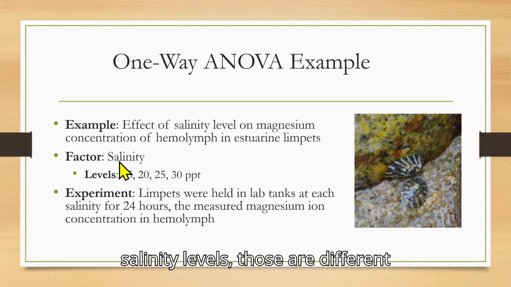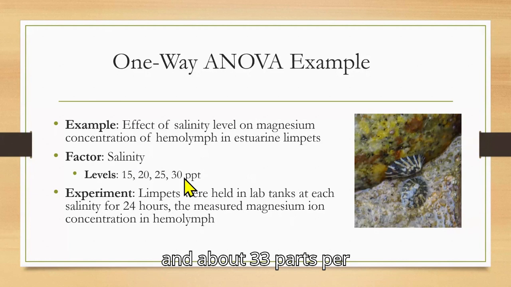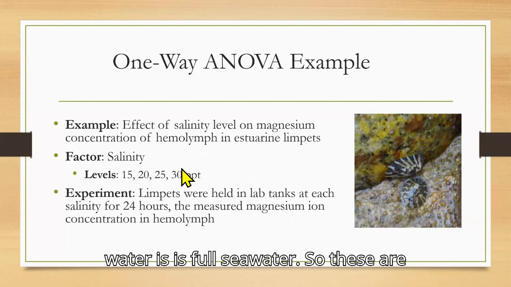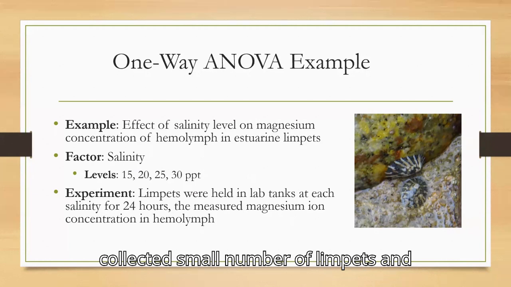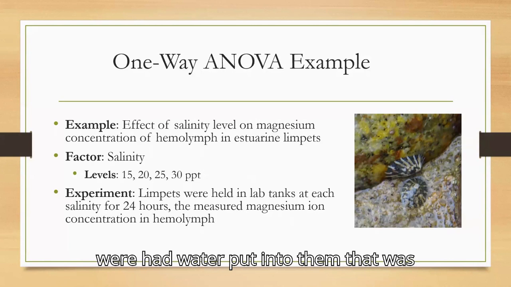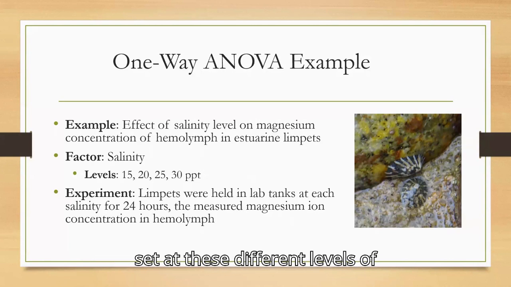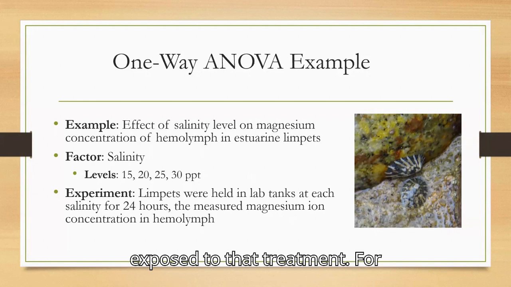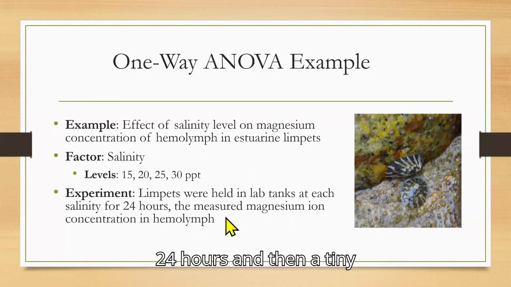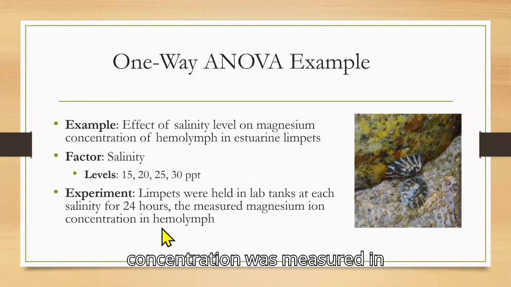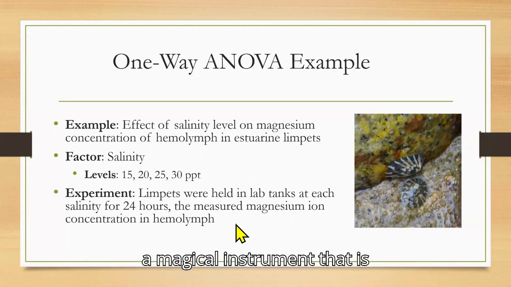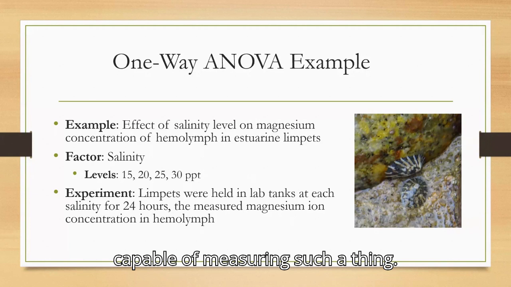All right, so the salinity levels are different concentrations, and about 33 parts per thousand of seawater is full seawater. These are 15, 20, 25, and 30 parts per thousand of seawater. We collected a small number of limpets, and they were put into tanks with water set at these different levels of salinity. They were exposed to that treatment for 24 hours, and then a tiny blood sample was drawn from the animal, and its magnesium ion concentration was measured in a magical instrument that is capable of measuring such a thing.